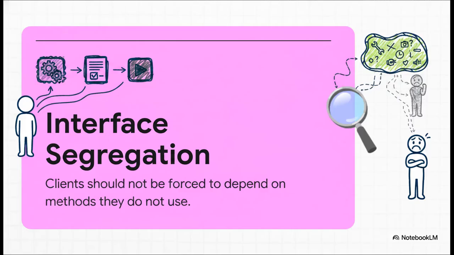Next up is the interface segregation principle. The crux of this is that clients should never be forced to depend on methods they do not use. When you create these fat interfaces that lump together a dozen totally unrelated methods, you force classes to write empty stubs or return null for things they can't actually do. And let's be honest, having an empty stub in your class is essentially lying to the rest of your codebase about what that component is capable of.